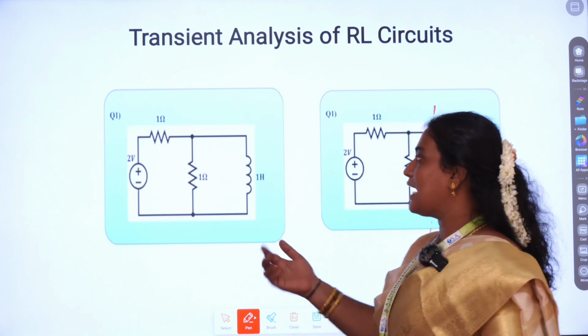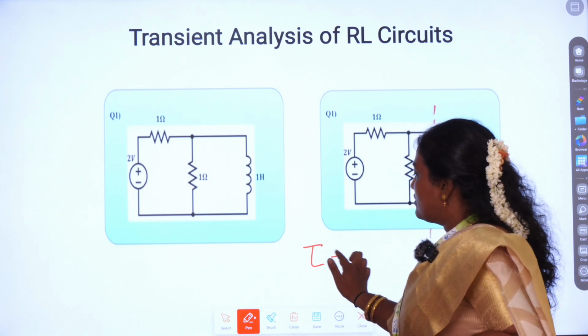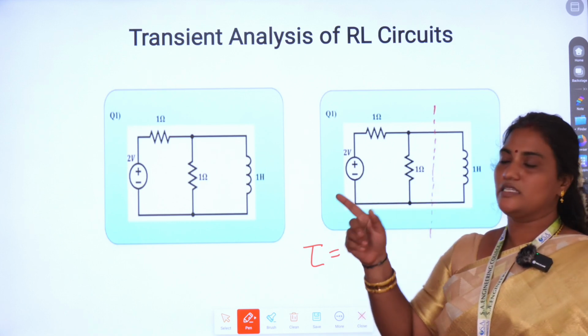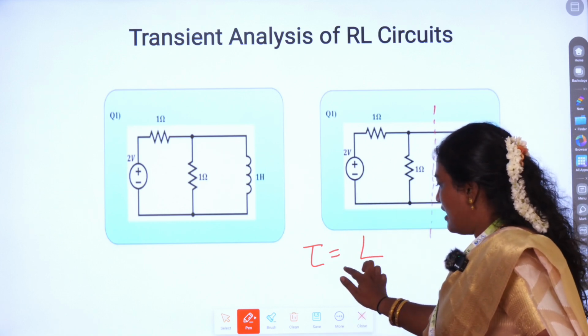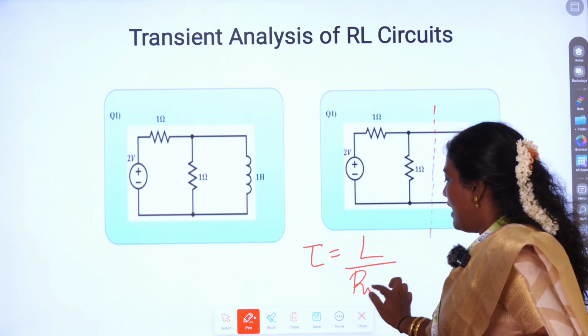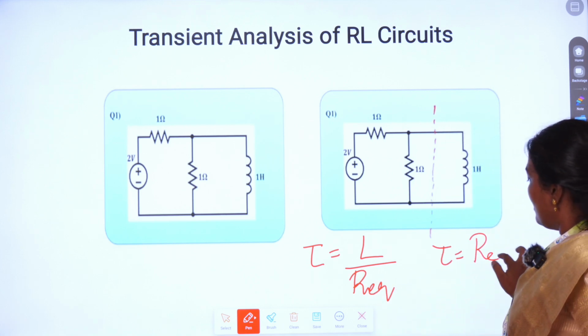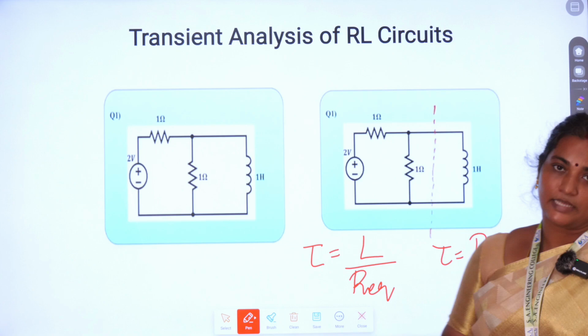So that we would be calculating with respect to 2 things. One is whether it is an RL or an RC circuit. When it is an RL, you calculate it as L divided by R equivalent. When it is an RC, you calculate it as R equivalent into C.